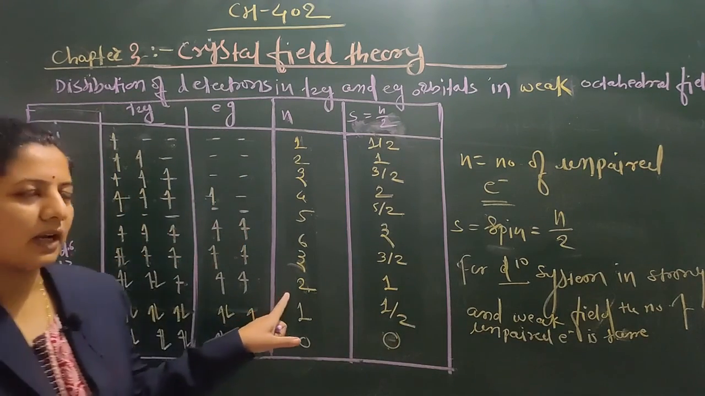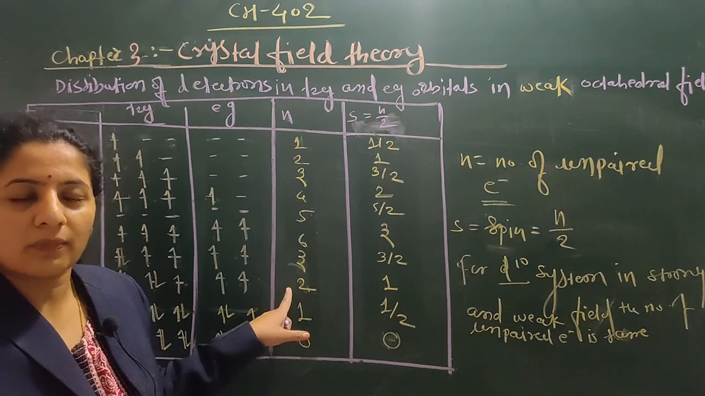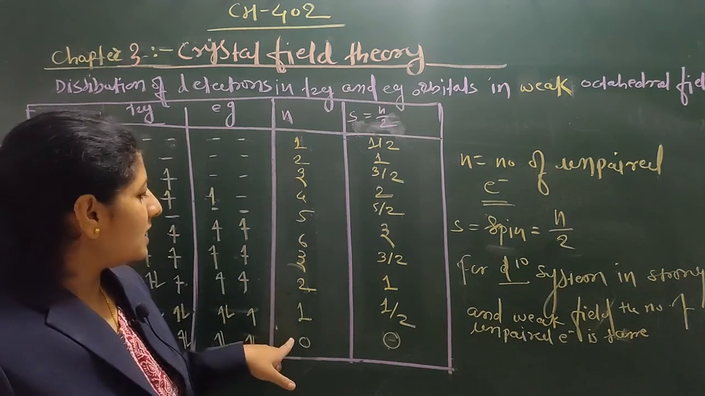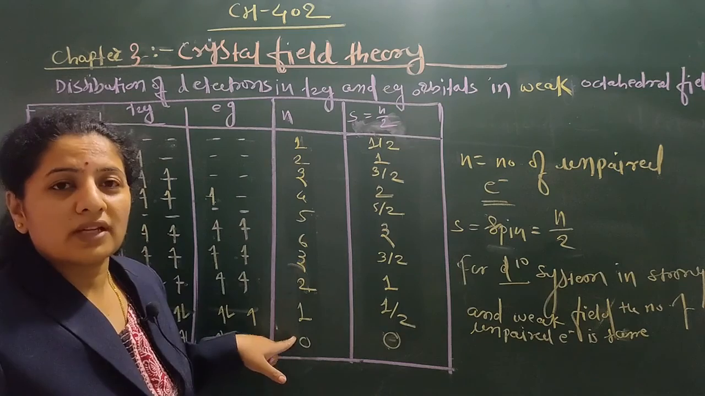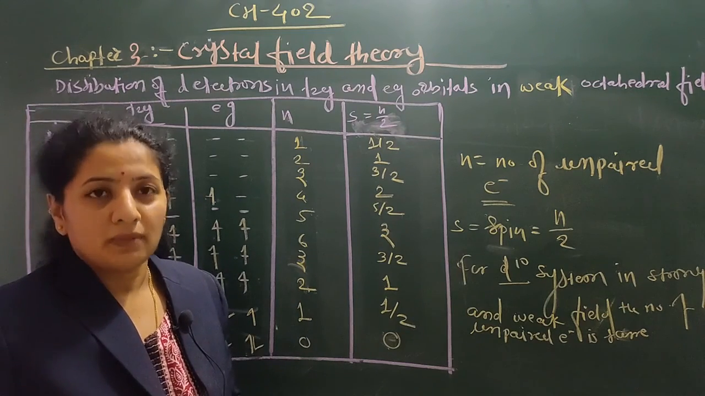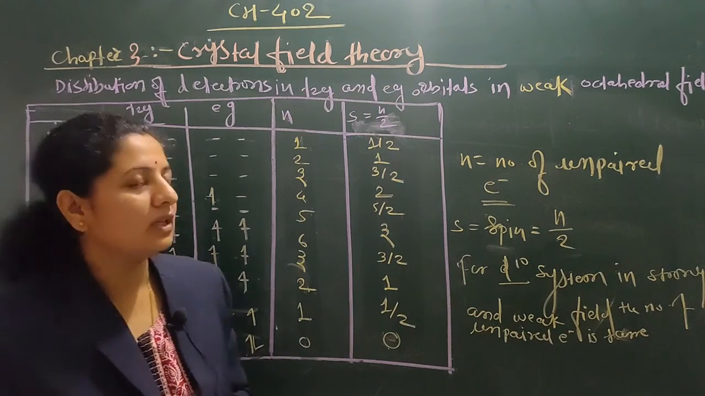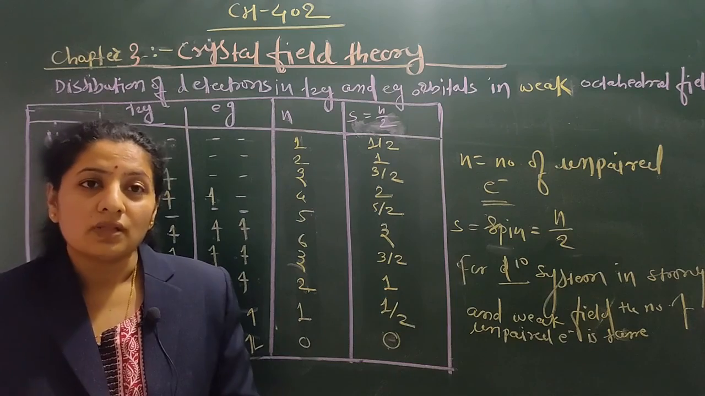So if you observe octahedral strong field and weak field ligands in comparison, the number of unpaired electrons is increasing in weak field complexes because pairing is not possible, so that's why the number of unpaired electrons will be maximum. So this is the difference between the distribution of electrons in the T2g and eg orbitals in strong field and weak field complexes. So we will stop here.